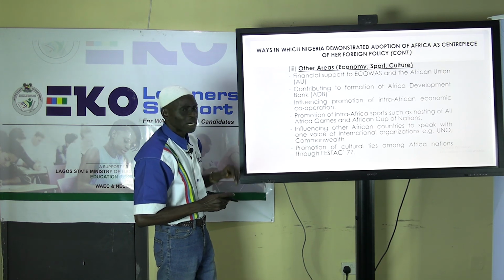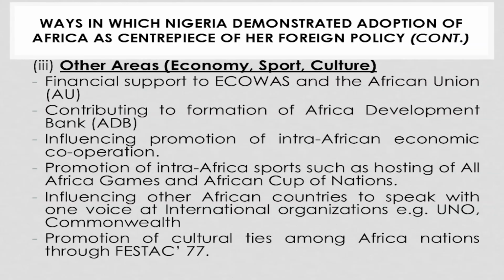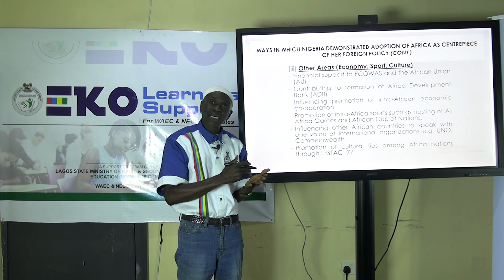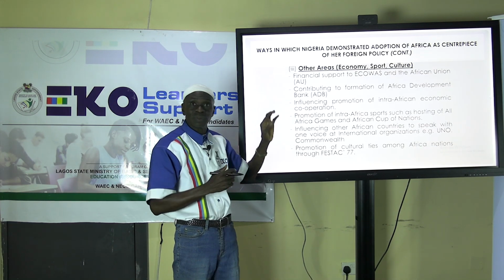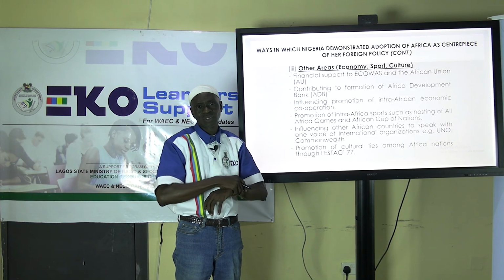Finally, there are other areas that we can put together: economy, sports, and culture. Financial support was given to ECOWAS and the African Union. ECOWAS, Economic Community of West African States, and AU, African Union. Till today, Nigeria gives support. Don't forget, Nigeria still houses the headquarters of ECOWAS. And African Union is gaining a lot from funding of that organization by Nigeria.